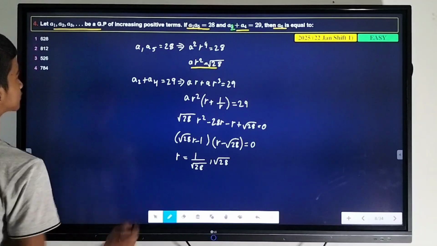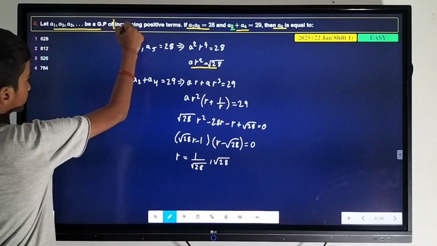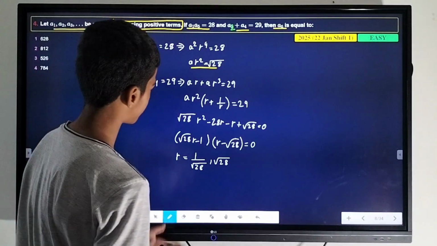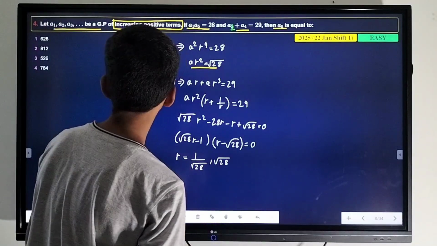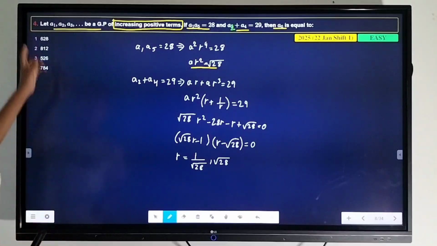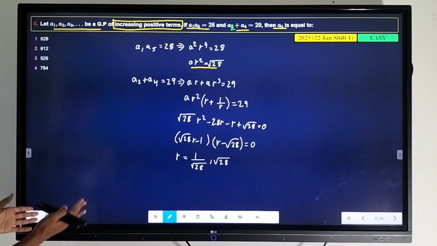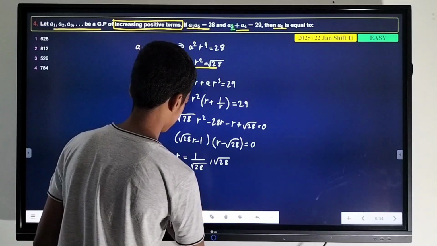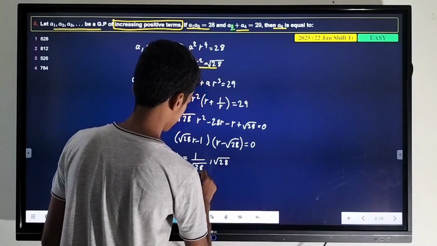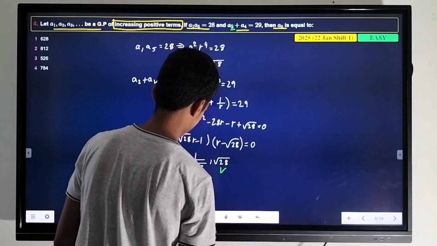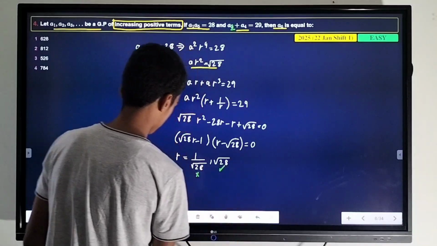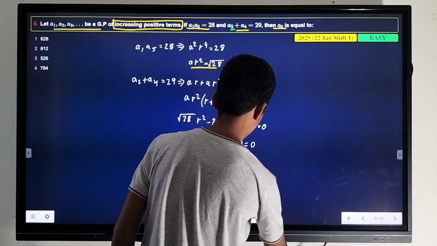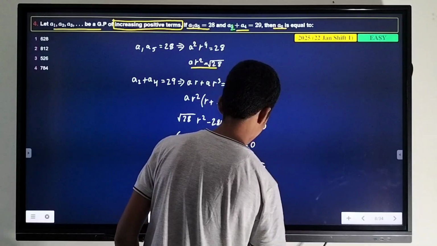Now our GP is of increasing positive terms. So if we take r is equal to 1 upon root 28, our terms will get lesser than the previous one. So r is equal to 1 upon root 28 will be rejected and this will be accepted. From here our r is equal to root 28.